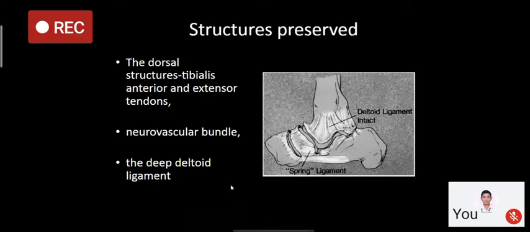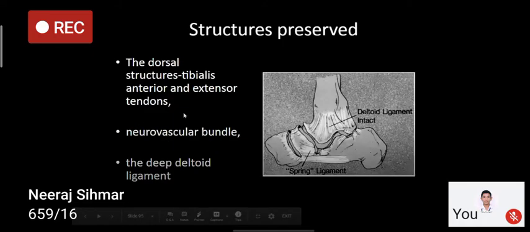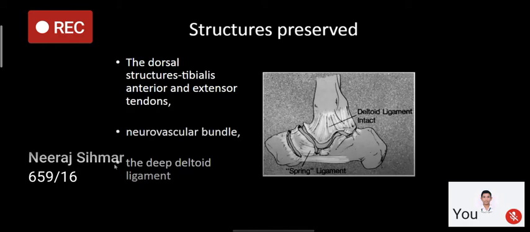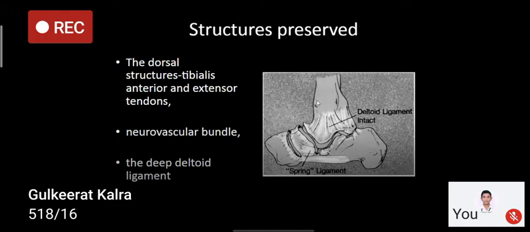Most important, you must know what are the structures which are not to be cut. The question asks what are the structures which are not to be cut. You have to preserve the neurovascular bundle, deep deltoid ligament, and dorsal structures, the tibialis anterior and extensor tendons, which are to be kept intact.